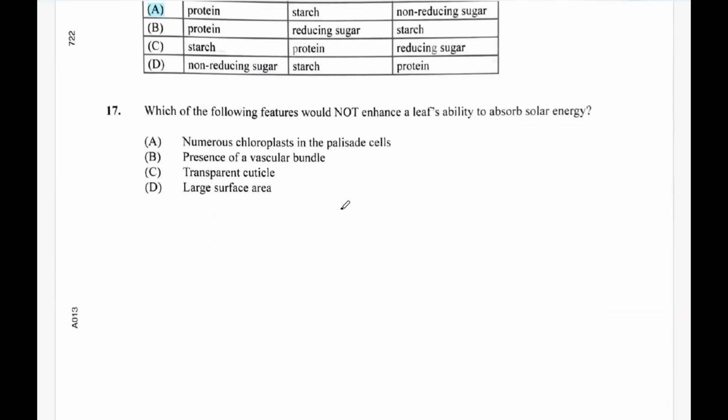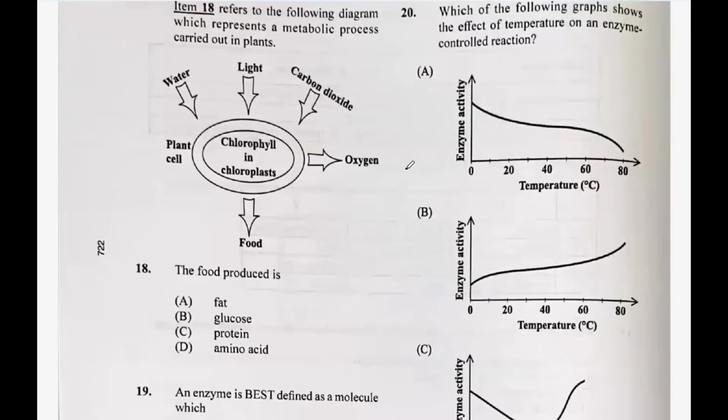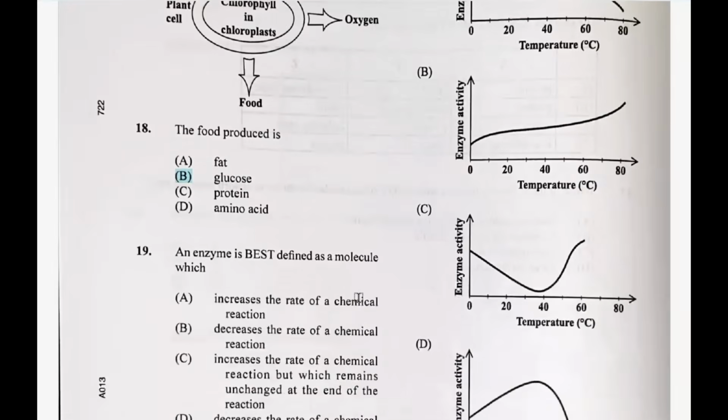Question 17. Which of the following features would not enhance a leaf's ability to absorb solar energy? And that not is in capital letters. And it would have to be the presence of a vascular bundle. Question 18 refers to the following diagram, which represents a metabolic process carried out in plants. Water and carbon dioxide producing oxygen and food. We know this as photosynthesis. The food produced is glucose, B for 18.